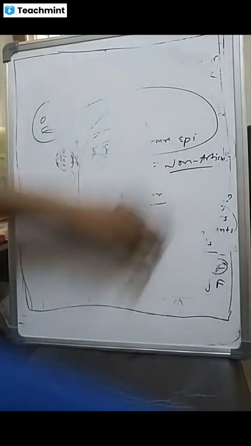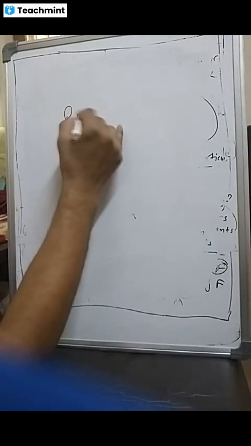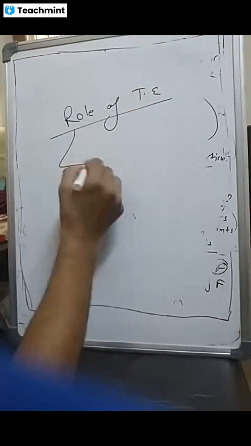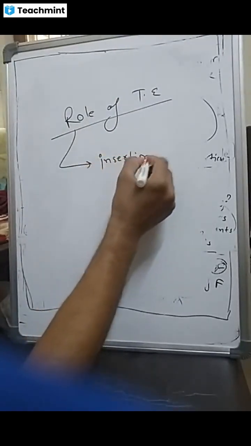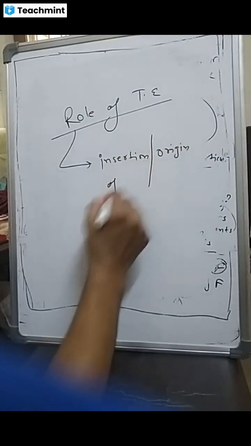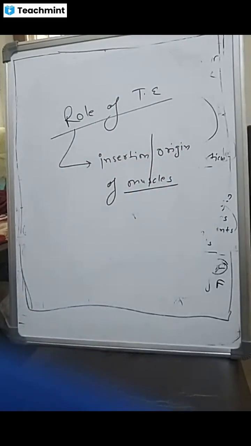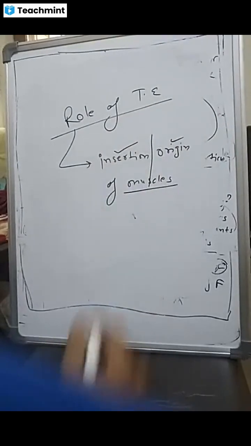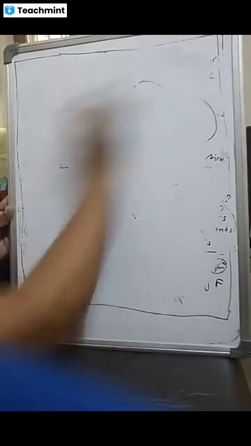What is the role of traction epiphyses in the body? They are the insertion or origin of muscles. Some are insertions, some are origins. These are the traction epiphyses.